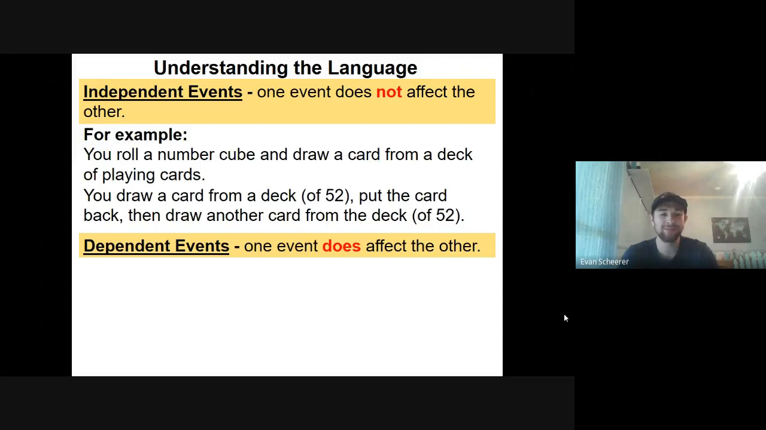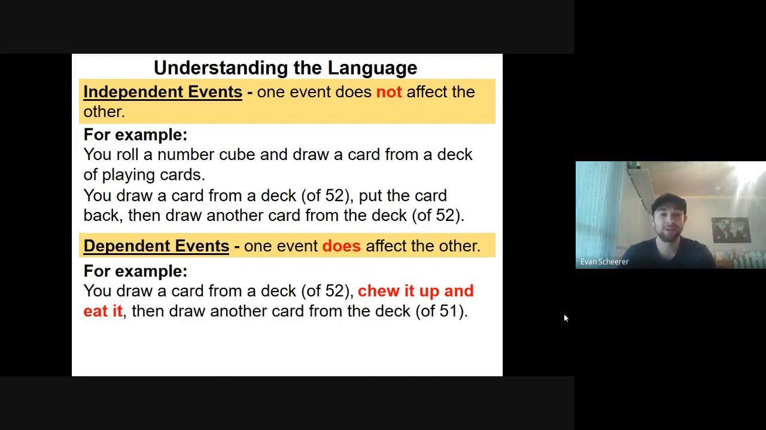Whereas a dependent event is when one event does affect the other. The big example is you draw a card. So say you have a deck of cards, you draw a card and then you throw it away, right? If you draw a jack and throw it away, the chance of you drawing another jack is a lot lower because there's only three jacks left, whereas every other card there's four. So when you chew it up and eat it or whatever and don't put it back, that's a dependent event. Whatever you drew, that means you're less likely to draw that again. So dependent events: when one event does affect the other event.